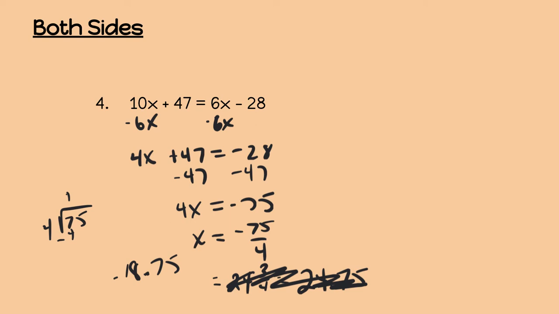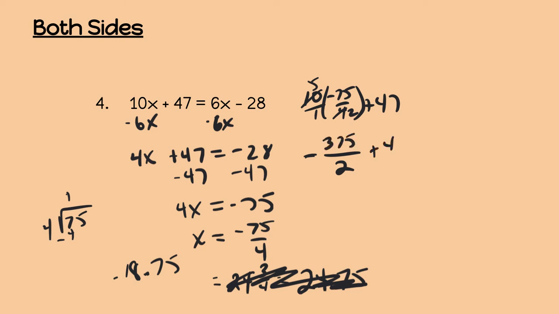Then we can go ahead and put this in here and go, okay, let's go 10 times negative 75 over 4 plus 47. So it's 10 over 1. If we cross reduce, that gives us 2 and 5. So we get negative 375 over 2 plus 47. Let's make that 94 over 2. And negative 375 plus 94 is going to give us negative 281 over 2.